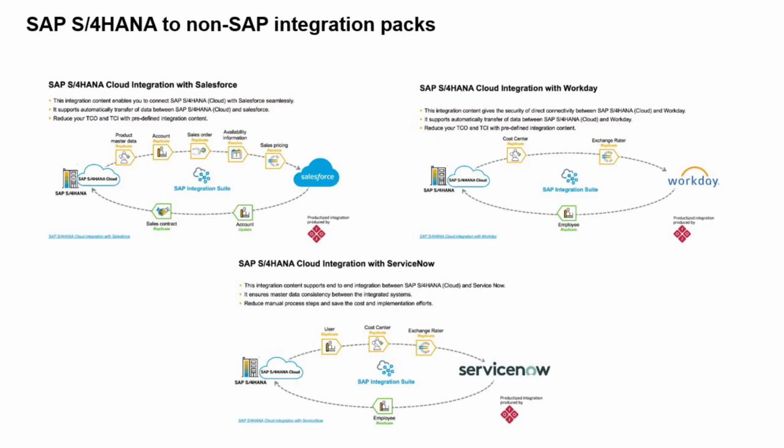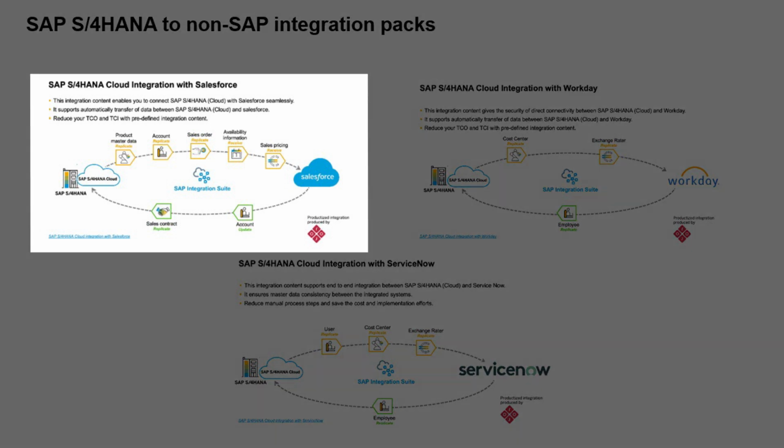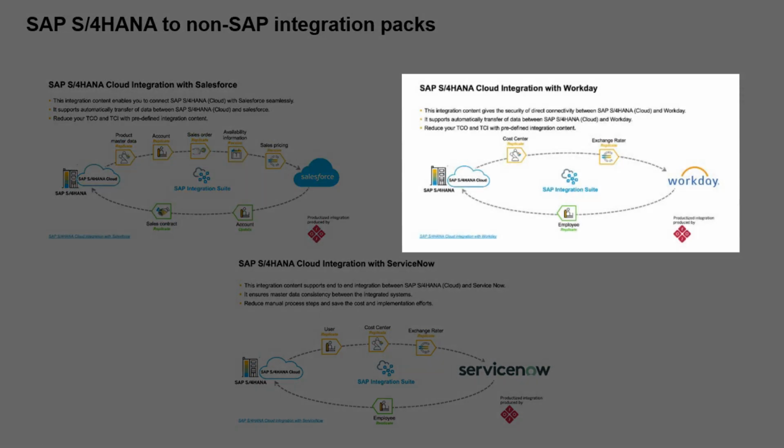Lastly, before the demo, here are 3 example integration scenarios with non-SAP solutions that run on SAP BTP Integration Suite. These packages include integrations that replicate data with S4HANA Cloud and also provide all the necessary documentation for the applications and integration configuration. This helps you set up these integrations in your landscape quickly. For example, the Salesforce package includes many integrations such as replicating customers or orders, and the Workday integration allows you to replicate employees, cost centers, exchange rates between Workday and S4HANA Cloud.